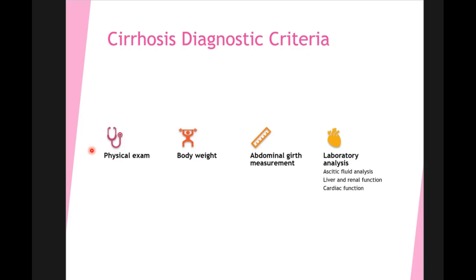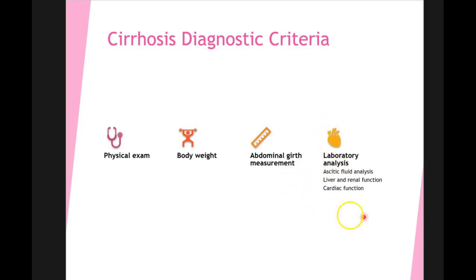A good history, of course, includes the body weight. These people tend to be very, very thin, but have a large round abdomen. Think about it. They have malabsorption, so they are losing weight, but they might have this increased abdominal girth due to cirrhosis.